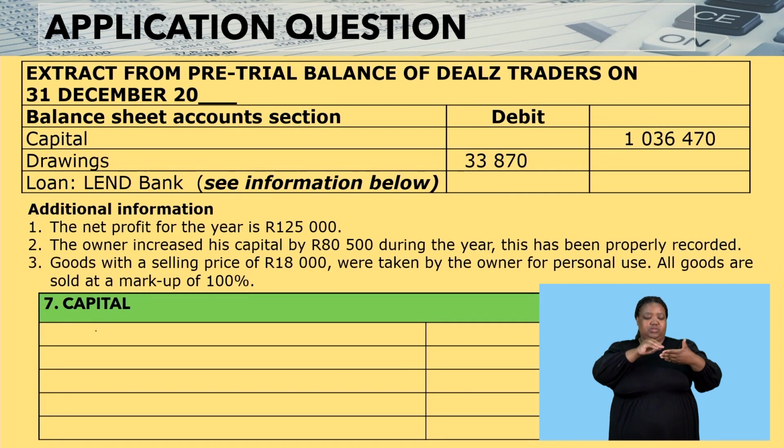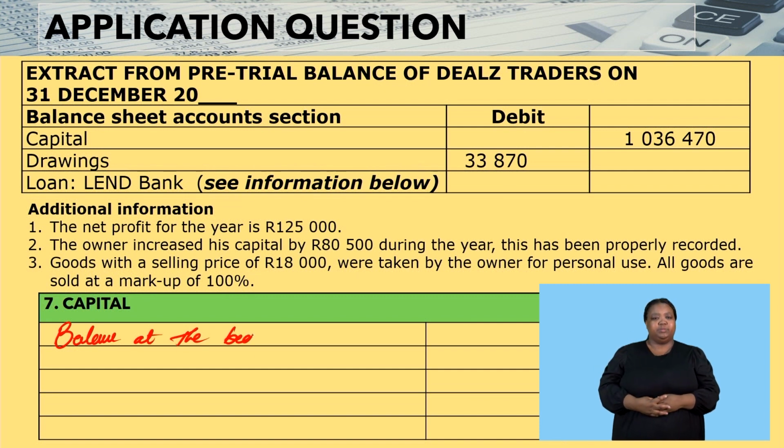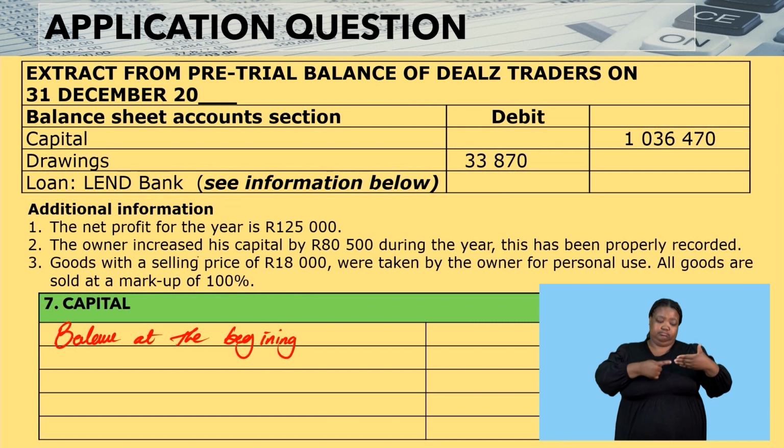We are going to record in note number 7, that is capital. So I'll come here and say balance at the beginning. All right? We are told that there is net profit for the year of 125,000. However, this has not been recorded. Number 2, the owner increases capital by 80,500 during the year, and this has been properly recorded.